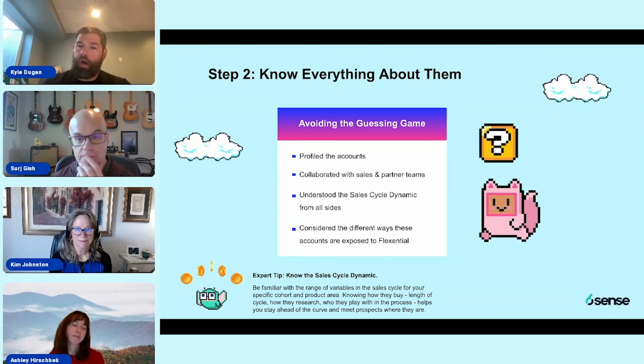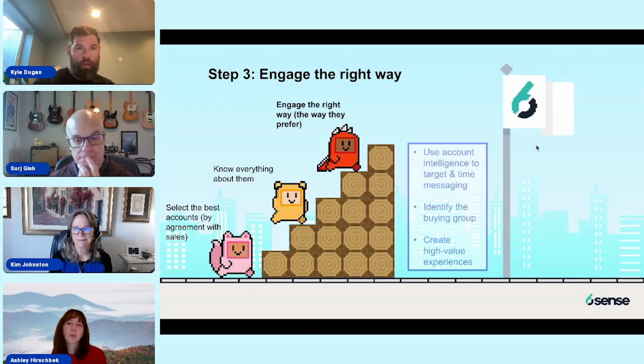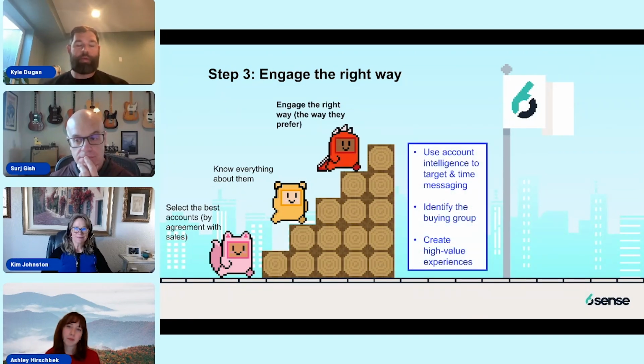Awesome tips. That's really good stuff. So step 3, we are going to engage the right way. We're going to use the intelligence that we've gotten. We're going to identify the buying group, and we are going to go and give them some high value messaging, right? We understand what these accounts are looking for, where they're at in their buying journey. So we're not just going to throw something out there like, hey, come check out Flexential. No, we're going to message them and engage the right way.